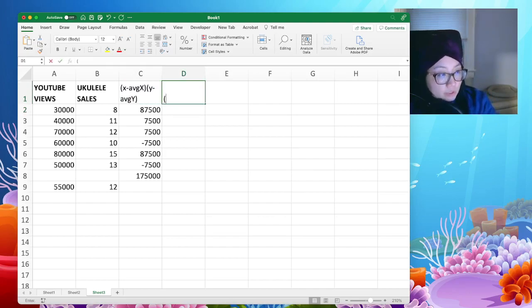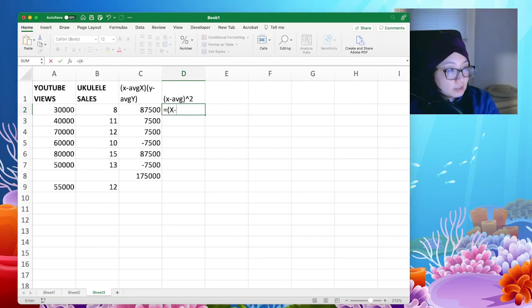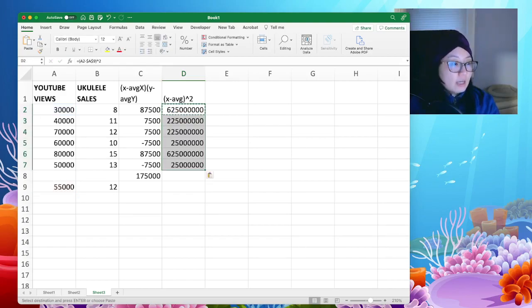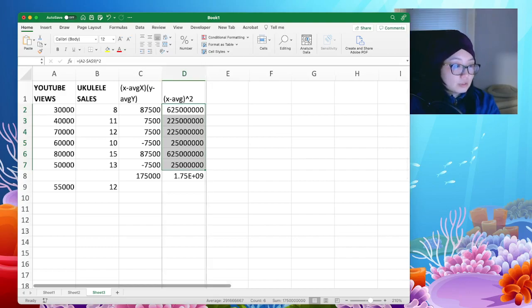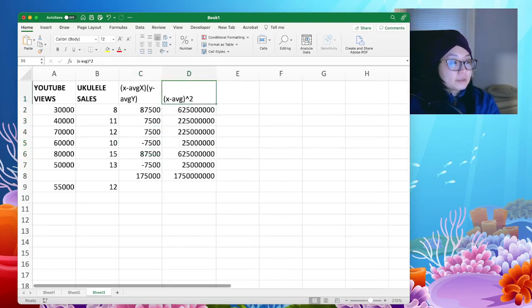So the denominator is going to be the squared value of x minus average x. So we'll just write it like that. And then now we can take x minus the average value, and we want to get the difference, then we can square it, and we want the sum here as well. This is representing a much larger value than the one before. So now we have the numerator, and then we have a denominator.